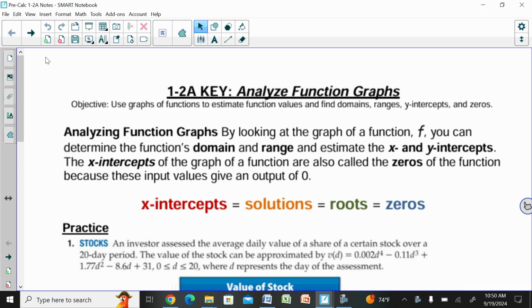So the first thing we're looking at is that sometimes we can look at the graph of a function, let's call it f. You can determine the function's domain and range, and then estimate its x and y intercepts just by looking at it.